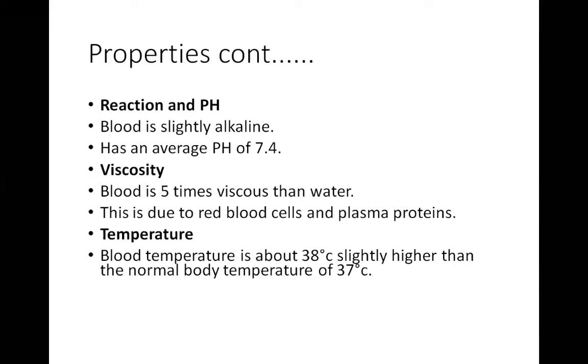The reaction and the pH of blood is slightly alkaline, so it has an average pH of 7.4. Then the viscosity, blood is 5 times more viscous than water, and this may be because of the red blood cells and the plasma proteins that it contains. Then the temperature is slightly higher than the normal body temperature. So it has a temperature of 38 degrees Celsius.